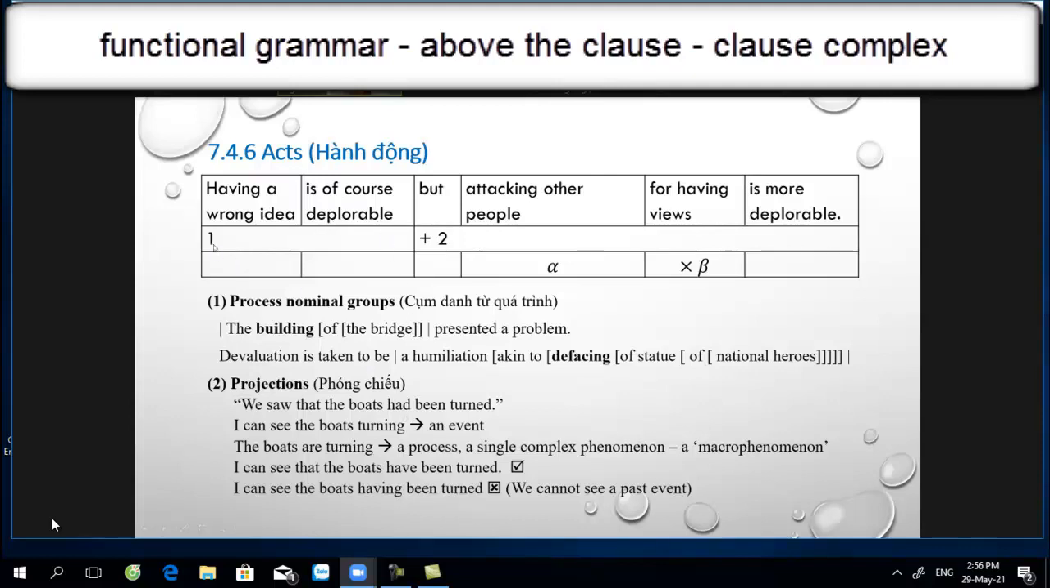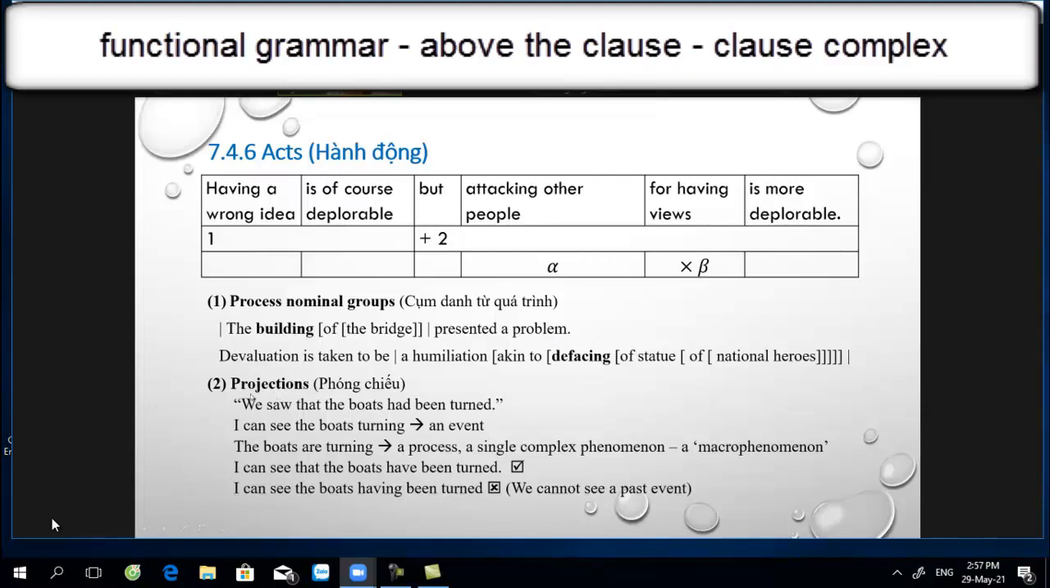And we mark it 1 and plus 2, and here are some sub branches. Attacking other people, we mark it alpha, and for having views, we mark it beta. And the process nominal group, we have some example. "The building of the bridge presented a problem."